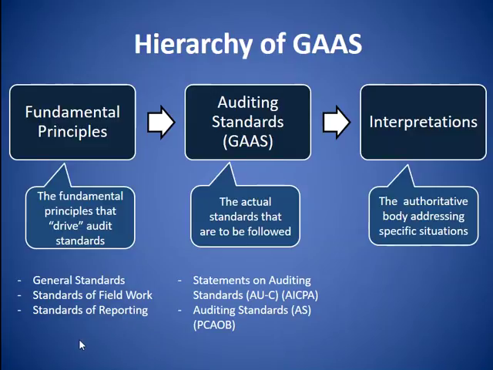Now, the AICPA basically has its fundamental principles located within its audit standards under what they call AU-C Section 200. The PCAOB has audit standards under, I believe it's section AS 2100. Again, we don't have to worry too much about the differences because overall they kind of back each other up. So anyhow, we have fundamental principles.